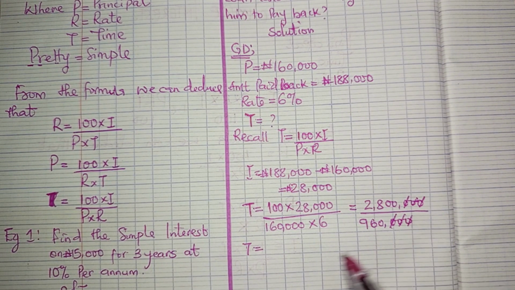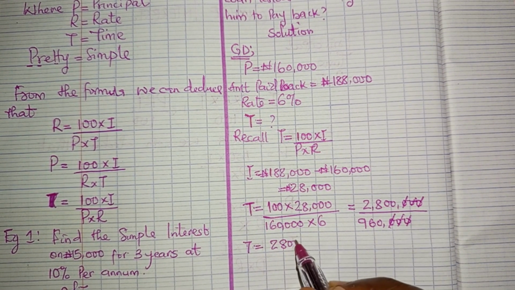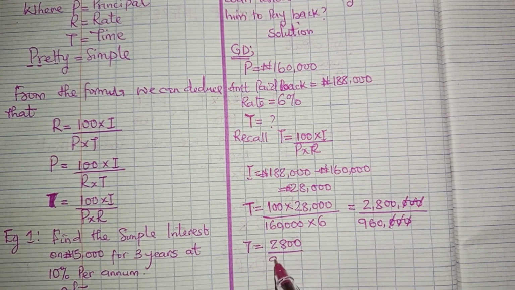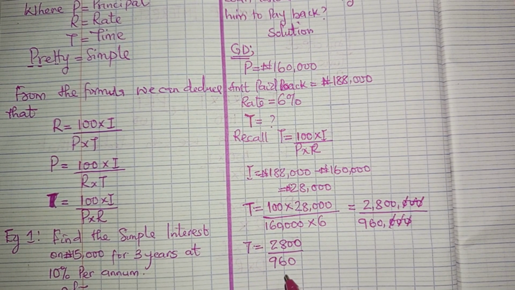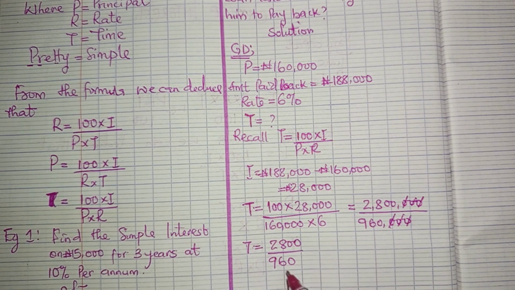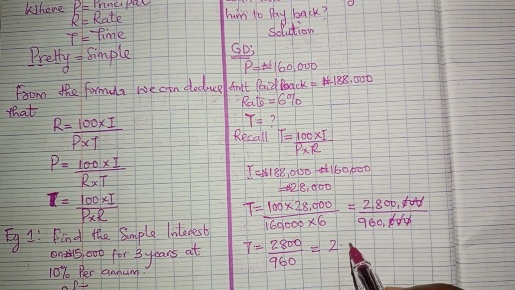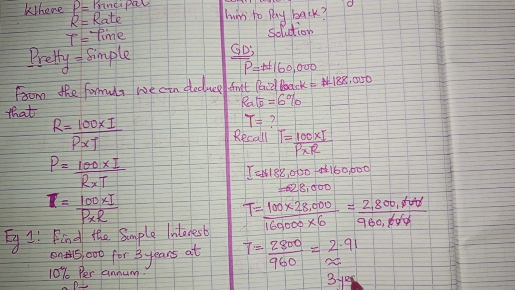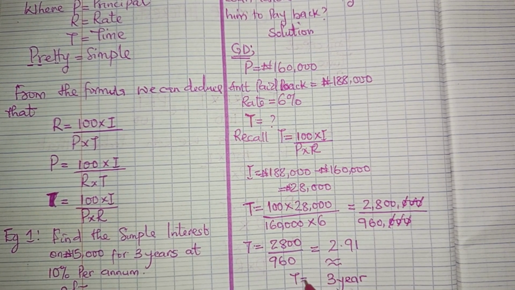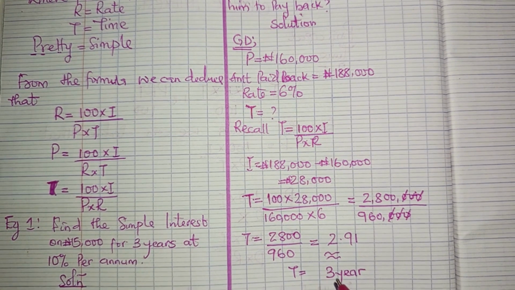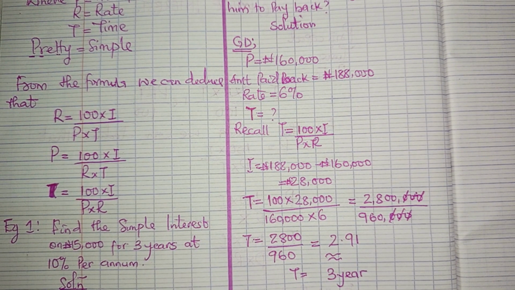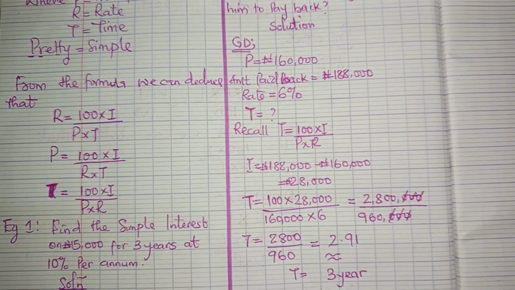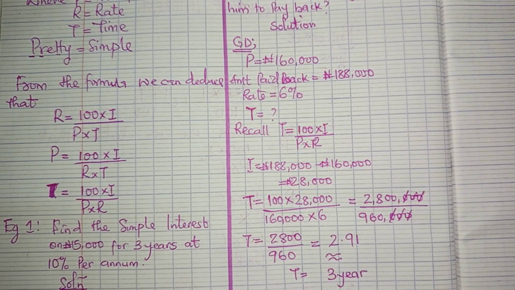Okay, back to our solving. So we now have 2,800 divided by 960, and if you punch it into your calculator, it will give you around 2 point something. So approximately it is 3 years. So it took Luke 3 years to pay back that loan.